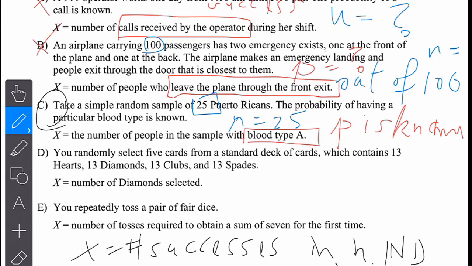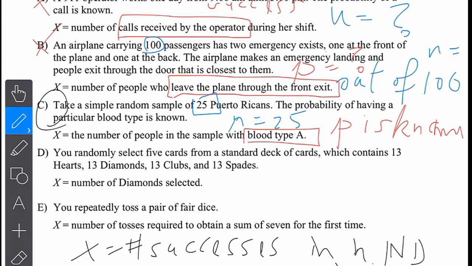Let's see D. Why is D not the right answer? What's wrong with D? You randomly select 5 cards from a standard deck of cards, which contains 13 hearts, 13 diamonds, 13 clubs, and 13 spades. X is the number of diamonds. All right, so now we get the hang of this. So first of all, let's tag on the ending, because we're used to calling a success.